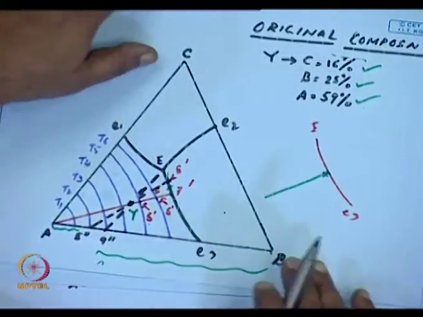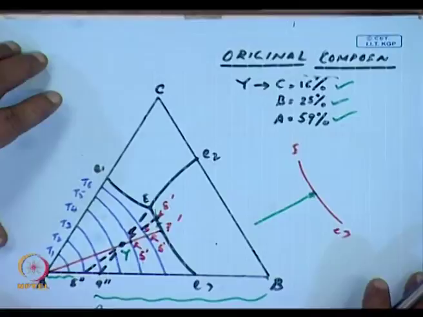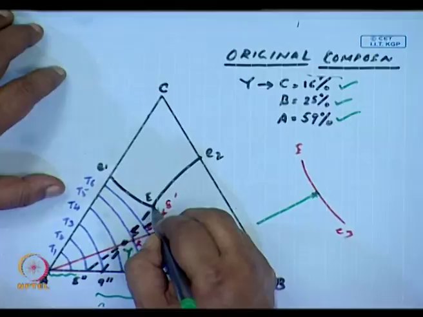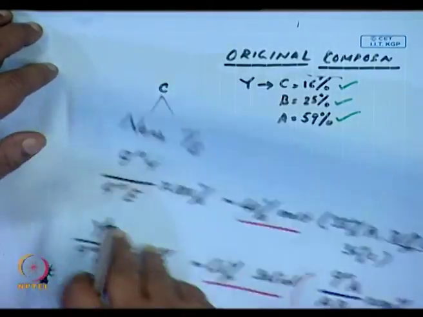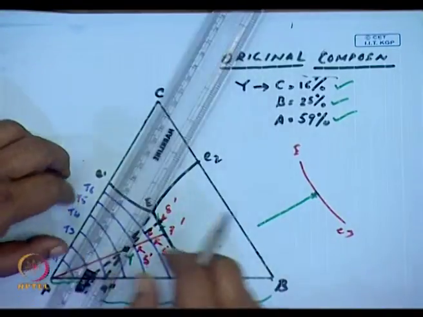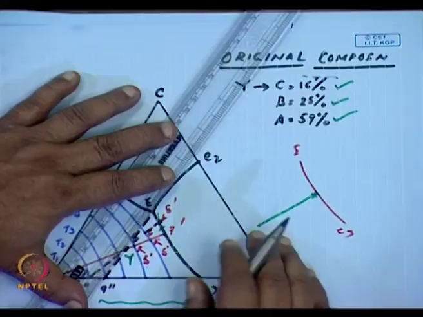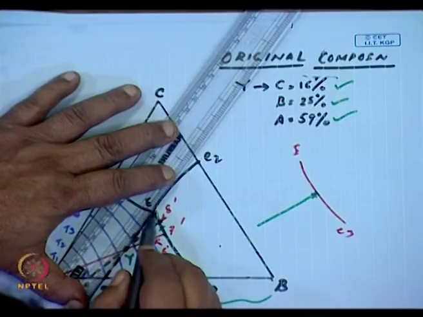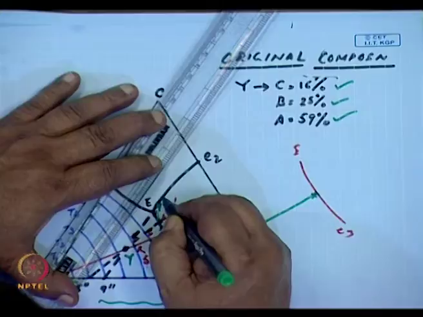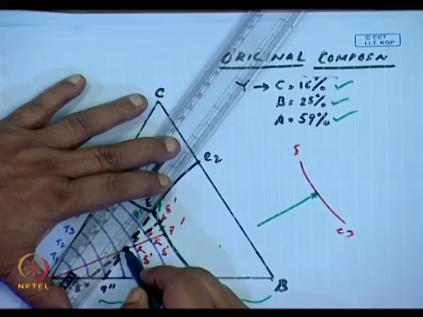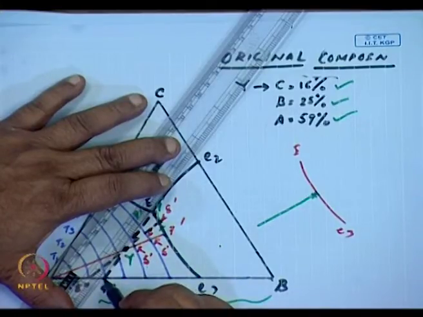Near the eutectic point, as we come close, you are familiar with what you do in a two-phase diagram. Near this TE, temperature of eutectic, what are we faced with? Here, again I have assumed near the eutectic point, I have extrapolated this joint 9 dash, too much crowded, 9 dash through Y to 9 double dash.